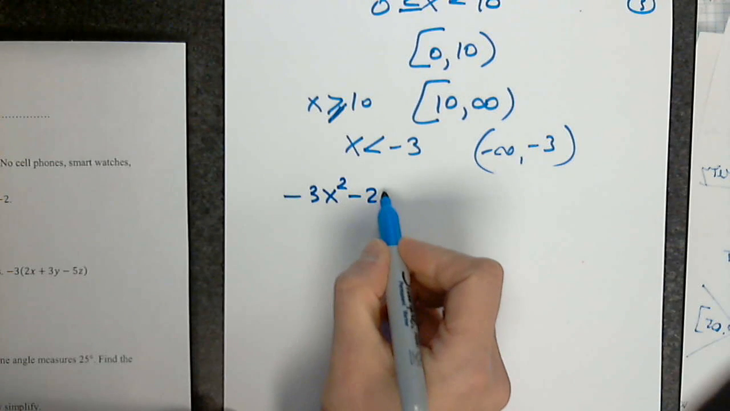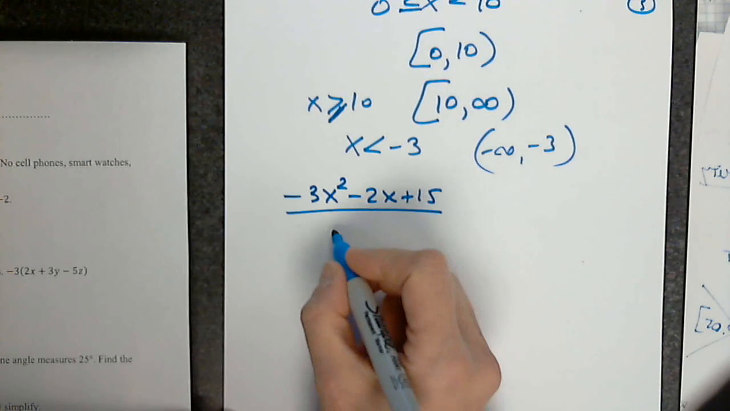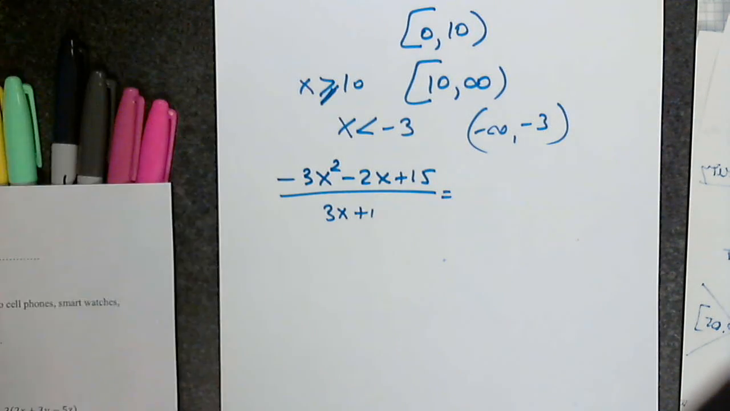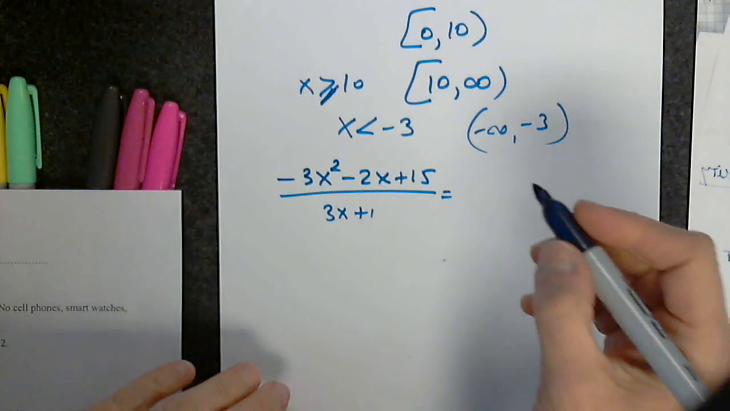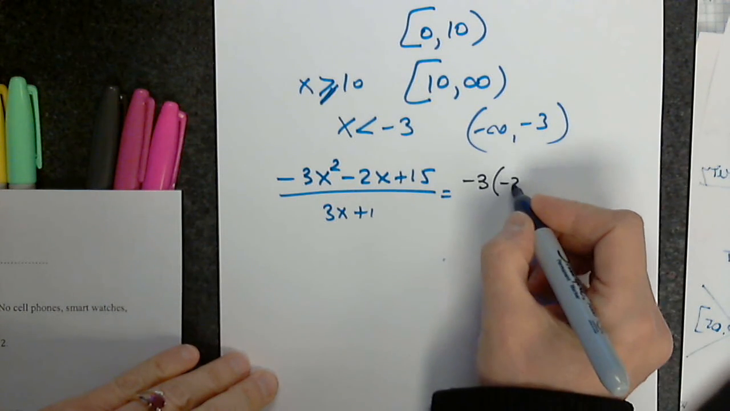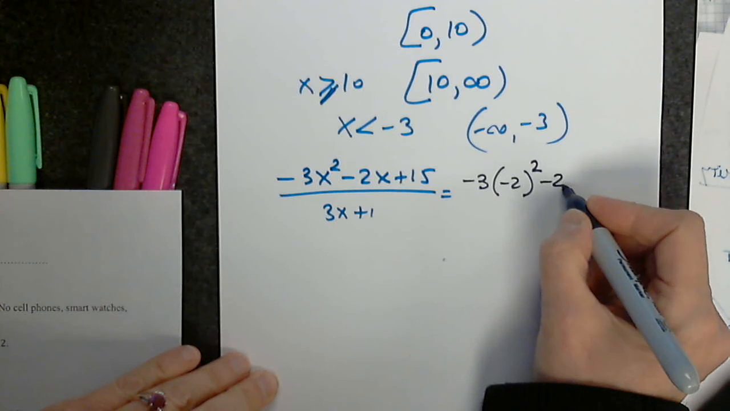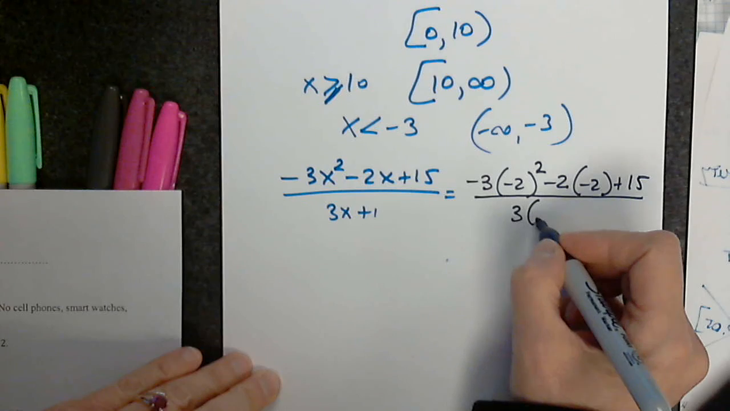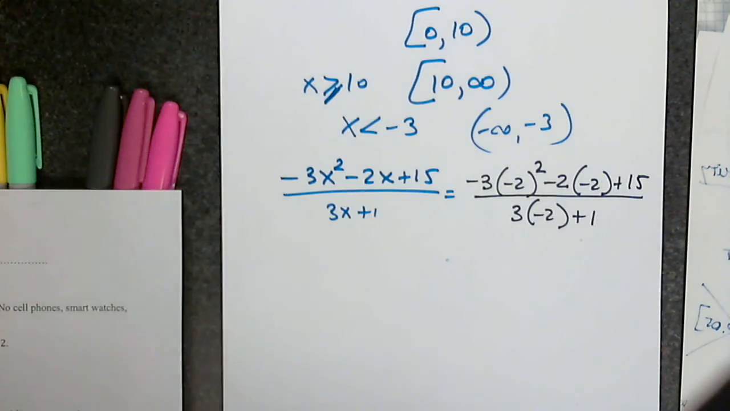-3x squared minus 2x plus 15, divided by 3x plus 1. First, I have to replace everything step by step with -1 and -2. Take a deep breath after you replace it. So -3, I need to use parentheses, (-2), parentheses, plus 15, divided by 3, parentheses, (-2), plus 1. This is the mandatory first step.